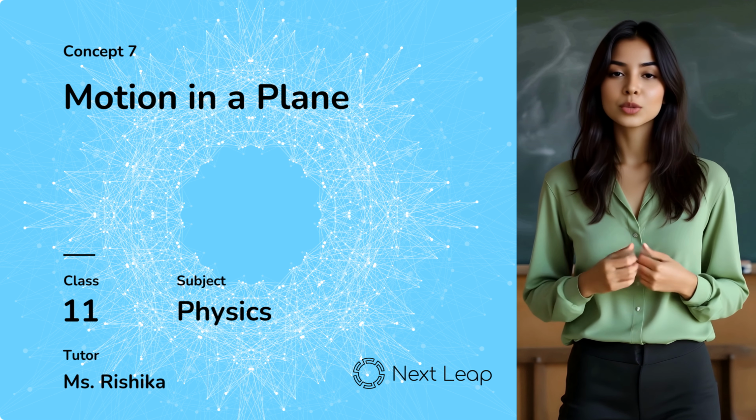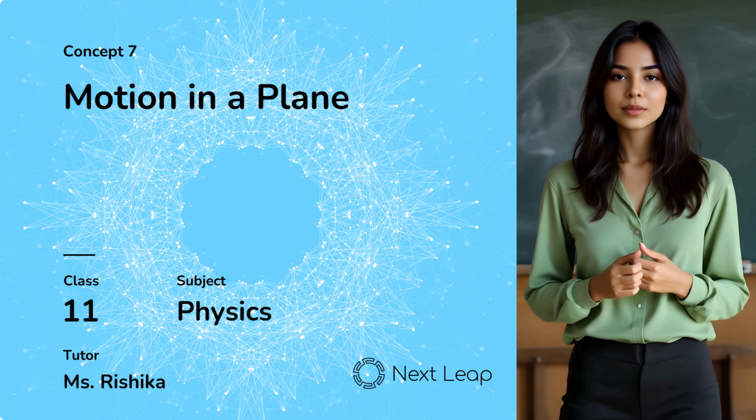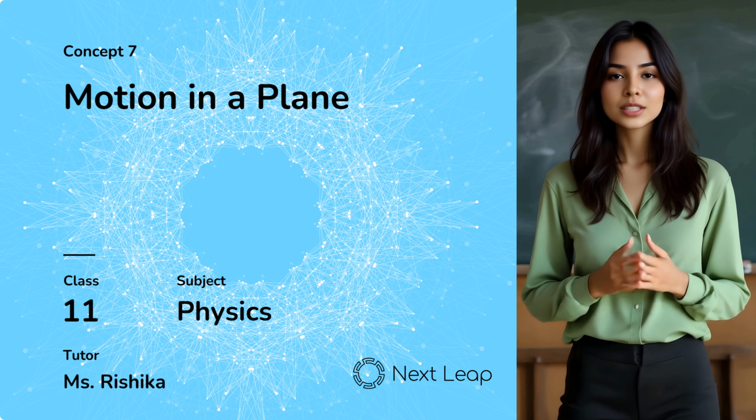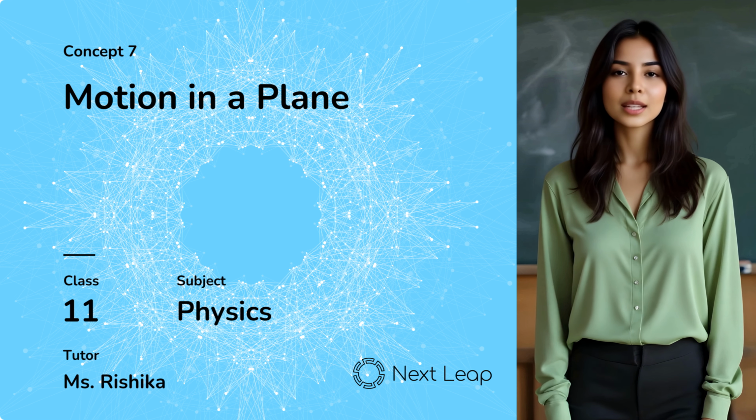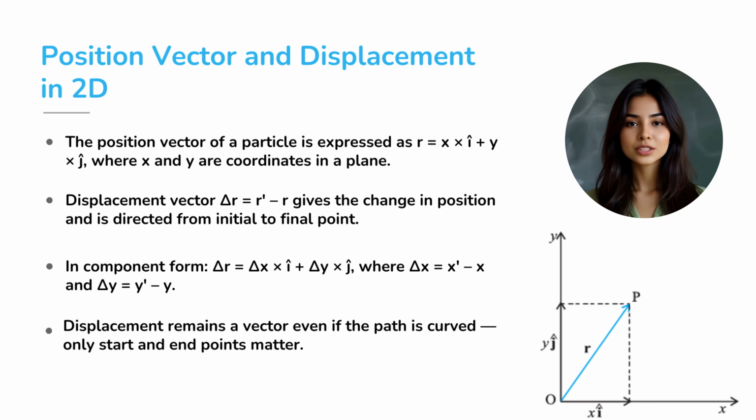To analyze such motion precisely, we use a mathematical tool called vectors. Why? Because vectors allow us to represent quantities that have both magnitude and direction. Let's explore how displacement, velocity, and acceleration work in two dimensions. When a particle moves from one position to another in a plane, the change in its position is given by a displacement vector. This displacement vector is simply delta r vector equals r final minus r initial.